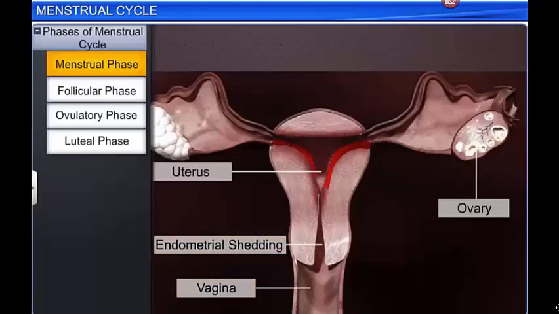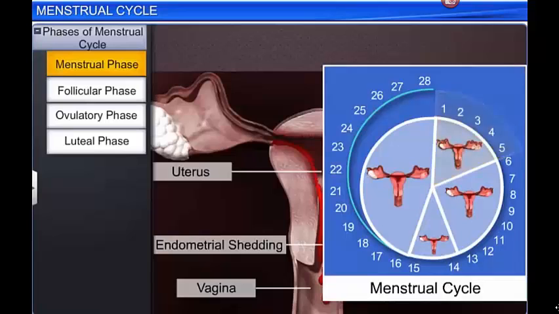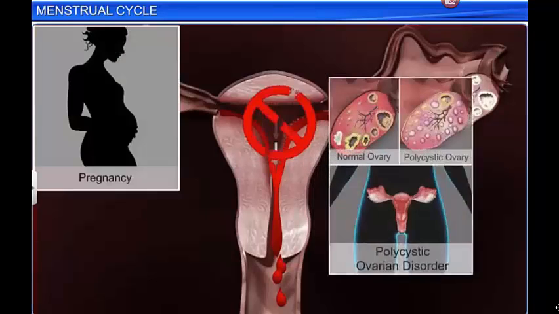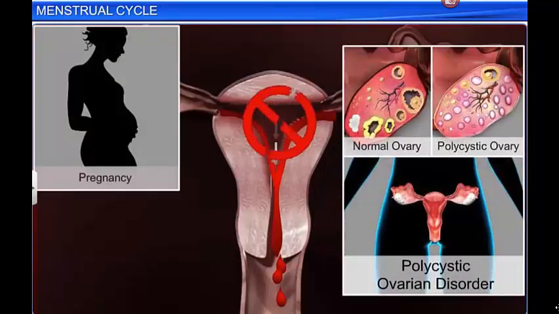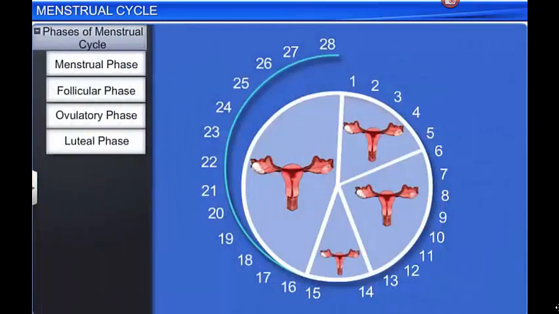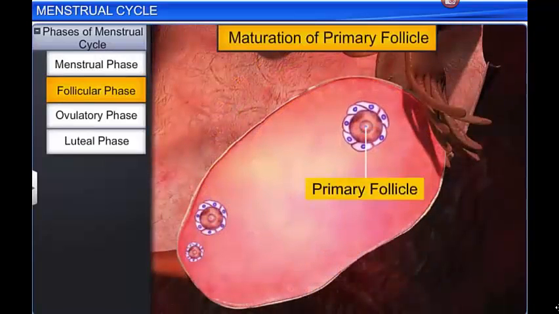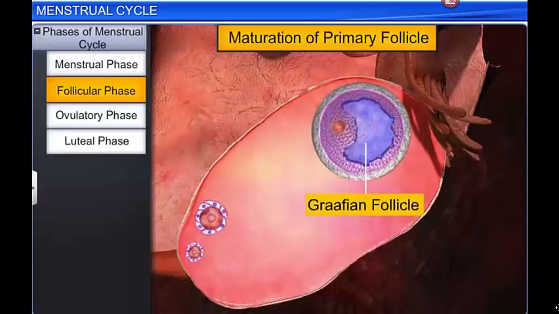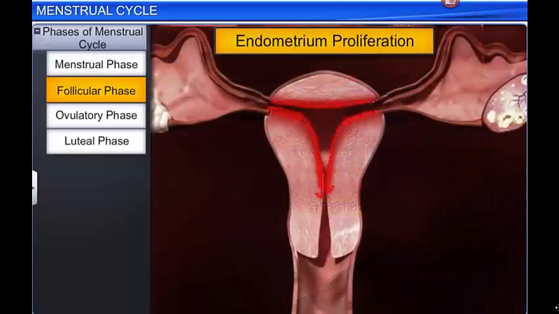Interestingly, the absence of menstruation indicates pregnancy or ovarian disorders such as polycystic ovarian disorder, or even factors such as stress and ill health. The menstrual phase is followed by the follicular phase, which occurs between the 5th and 14th day of the menstrual cycle. During this phase, the primary follicles in the ovary mature into Graafian follicles. Simultaneously, the endometrium undergoes proliferation, the process of regeneration, which results in the formation of a new thick endometrium.